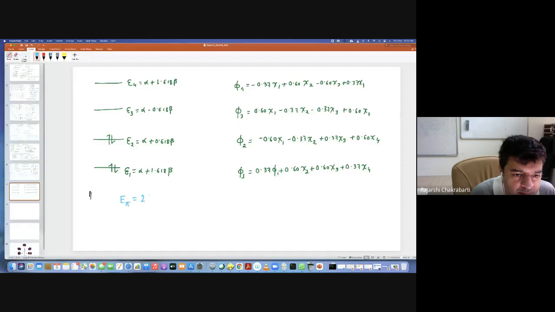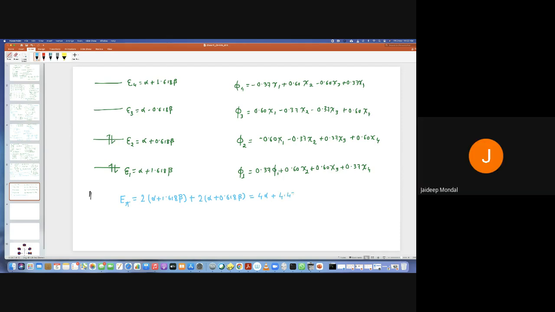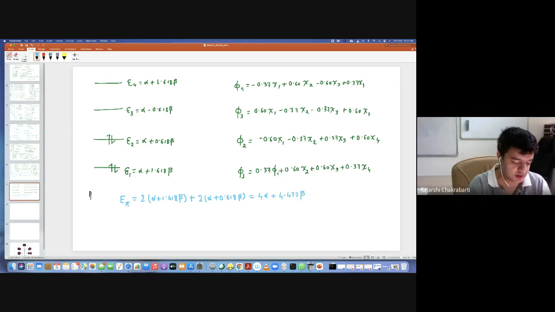2 into alpha plus 1.618 beta, plus these two are in phi 2, no? This will be 2 into alpha plus 0.618 beta. What is this answer? It's 4 alpha plus 4.472 beta, and you can just do this calculation. Okay, this is your energy. But look carefully, what is this? This is butadiene, I told you, no?